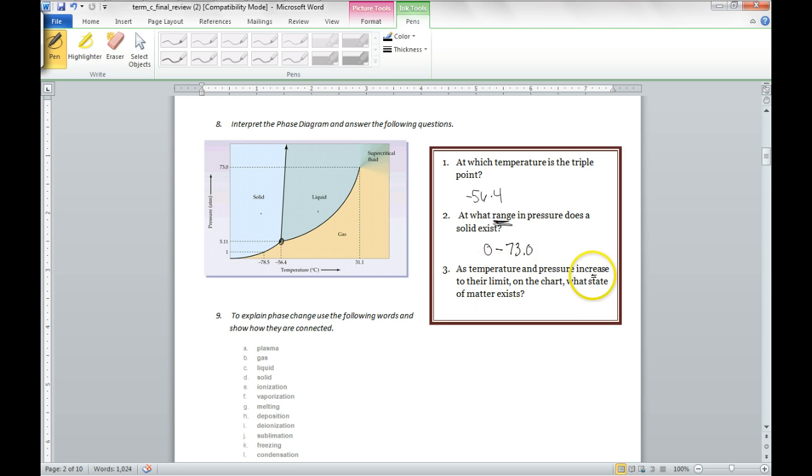At what temperature and pressure increase to their limit on the chart, what state of matter is it? If the pressure and temperature are increased to almost the limit, that's going to be the supercritical fluid. Or you can say point as well. Supercritical fluid or supercritical point.